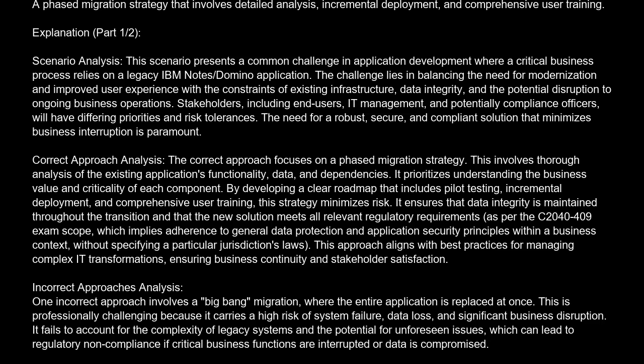legacy IBM Notes/Domino application. The challenge lies in balancing the need for modernization and improved user experience with the constraints of existing infrastructure, data integrity, and the potential disruption to ongoing business operations. Stakeholders, including end users, IT management, and potentially compliance officers, will have differing priorities and risk tolerances. The need for a robust, secure, and compliant solution that minimizes business interruption is paramount.